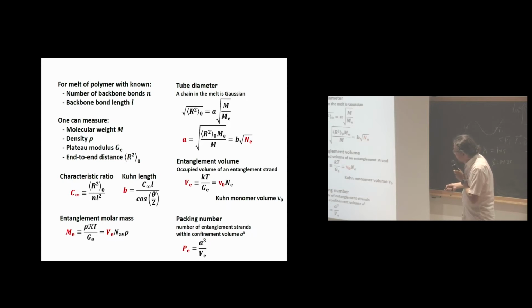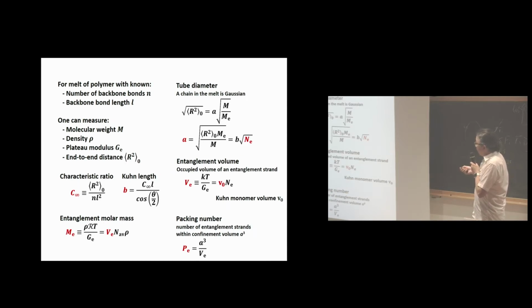Okay, you can measure the entanglement molar mass of the chain, and you know the density. This R is the gas constant, because the unit is per mole, so you can calculate this entanglement molar mass. It should give you the entanglement volume. So this is the occupied volume of an entanglement strand. You can measure this.